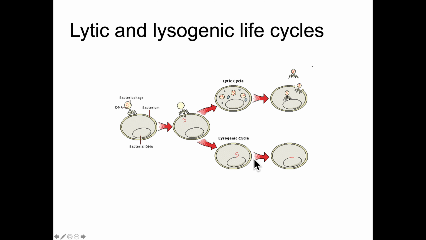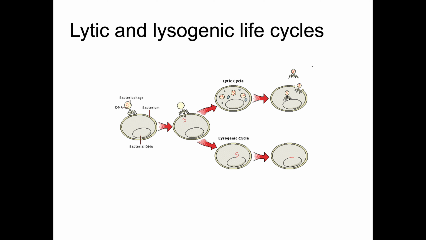Some examples of lysogenic viruses: herpes viruses. So a cold sore is a herpes virus that does that. And of course, it's called a cold sore because you get a cold or a secondary infection, and then you start getting this kind of thing going on. And these can sit there for a very long time. The AIDS virus does the same thing.